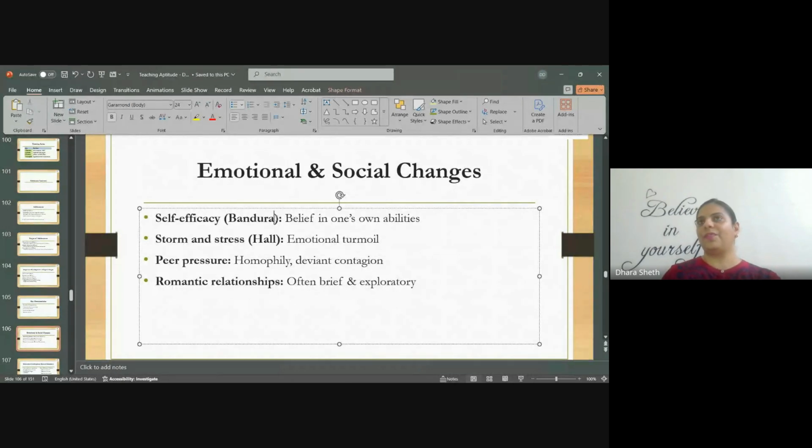So when someone comes into their teenage, they are rebellious and they think of changing the world. When I used to read that speech given by Martin Luther King for the freedom of the blacks in the US, and it was taught as a part of the English textbook, I used to feel that I also want to do something like this, and create a name for myself. So that happens. You start having those changes. Storm and stress, emotional turmoil happens, peer pressure, and brief and exploratory relationships.